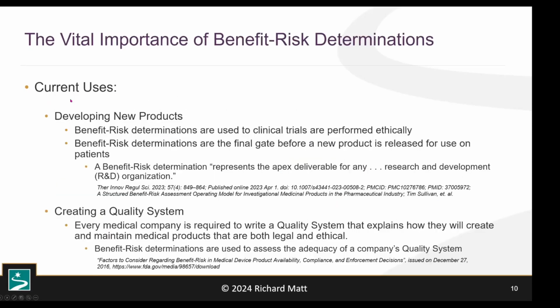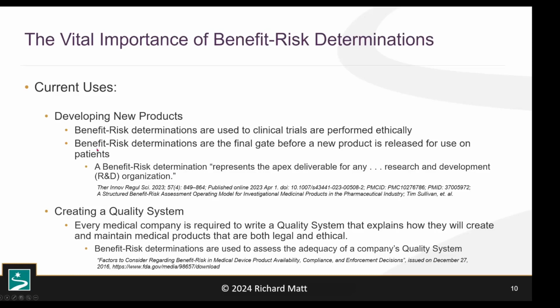How it's used currently, if you are in one of the ways developing new products, benefit risk determinations have to be used in clinical trials to show that they're ethical to perform, that we're not putting people in danger needlessly. Benefit risk determinations are the final gate before a new product is released for use to patients. And I have a quote here from a paper put out by AstraZeneca saying the benefit risk determination is the apex deliverable of any R&D organization. There's a lot of truth to that. It's the final thing that's being put together to justify a product's release.